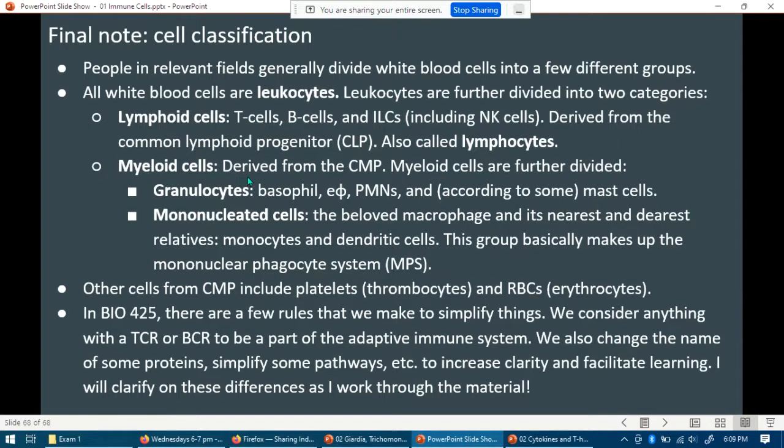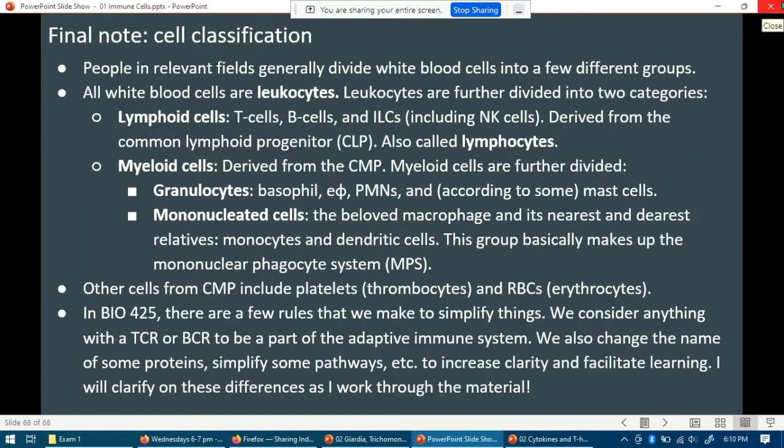And then the myeloid cells are derived from the common myeloid progenitor. Myeloid cells are then further divided into the granulocytes and the mononucleated cells. The granulocytes are your basophils, eosinophils, neutrophils, and mast cells. Okay, just like I said earlier. And then the mononucleated cells are the macrophages, monocytes, and dendritic cells. So this is also what you would think of as the mononuclear phagocyte system. Also, myeloid cells do include the platelets, which are clotting cells, and the red blood cells, which are also called erythrocytes.